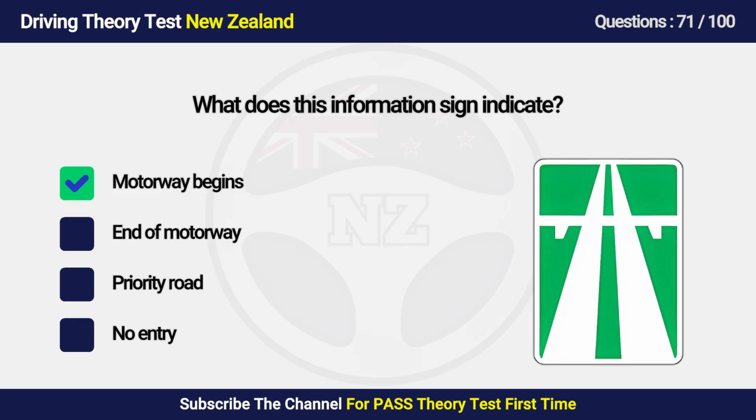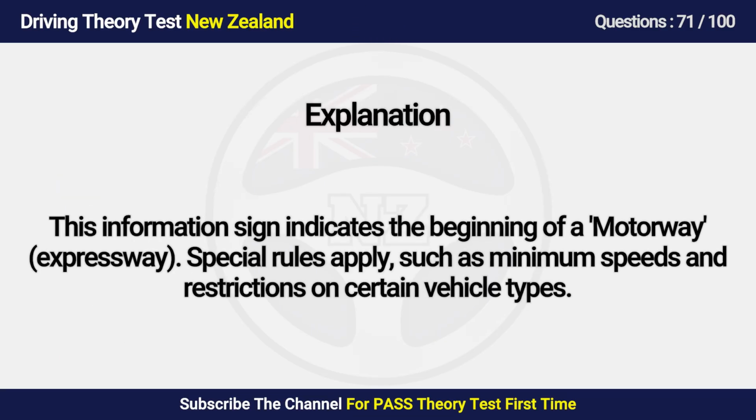Answer is A, motorway begins. This information sign indicates the beginning of a motorway expressway. Special rules apply, such as minimum speeds and restrictions on certain vehicle types.